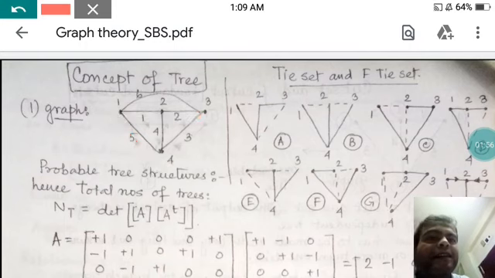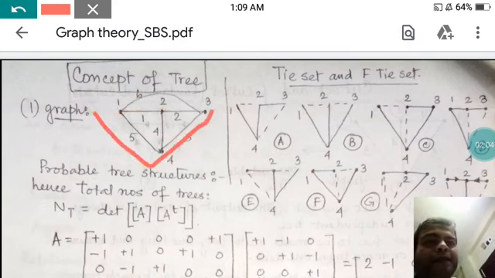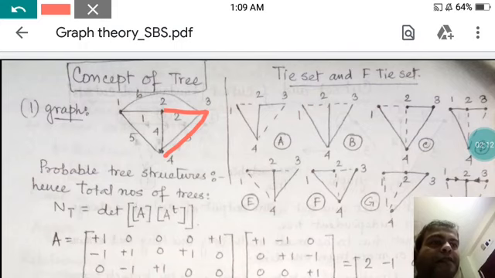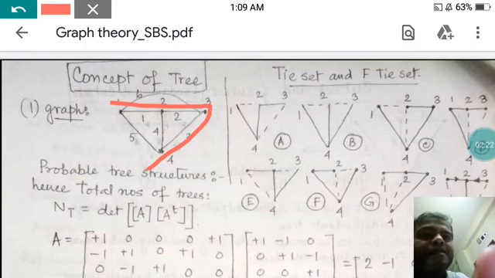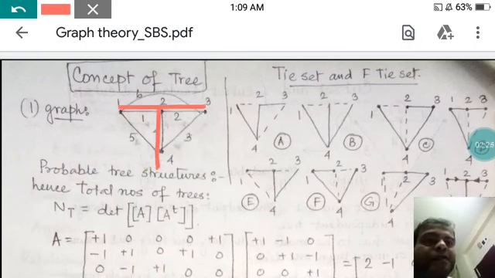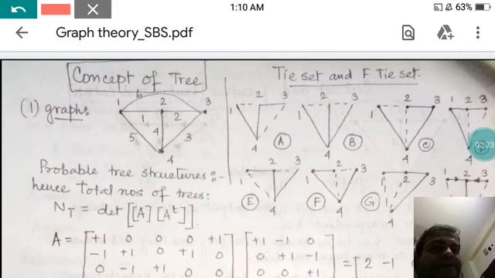If I take this one, it is another. If I take this one, it is another. Instead of this, if I take this one, it may be one. Instead of that, if I take this one, it is one. So in this way, different numbers of trees can be created from a particular graph.